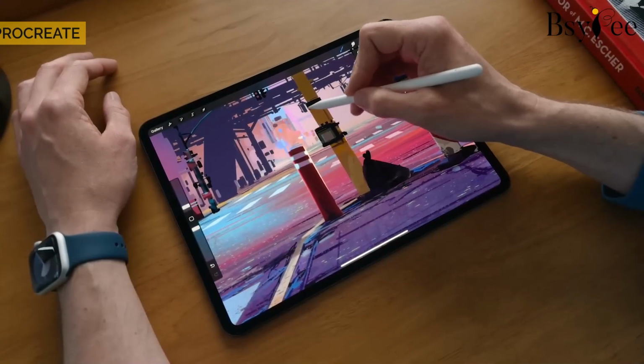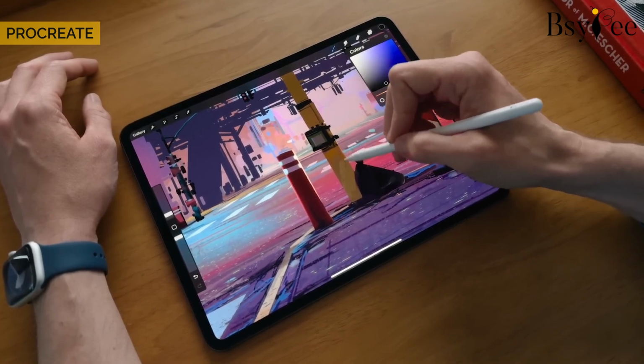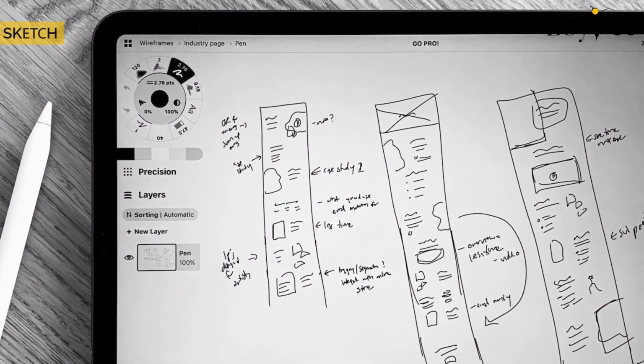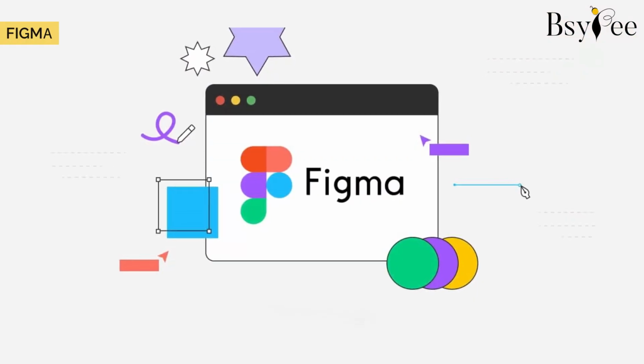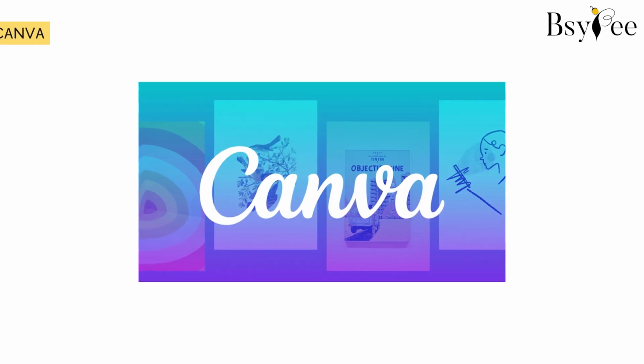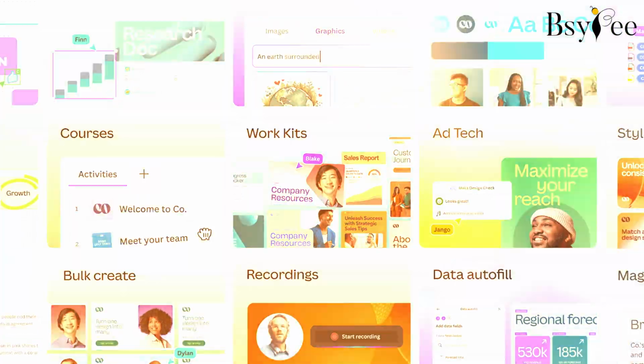Procreate. Popular among illustrators for digital painting on the iPad. Sketch. Widely used for UI UX design. Figma. Great for collaborative work in real time. Canva. User-friendly platform for quick and easy designs.